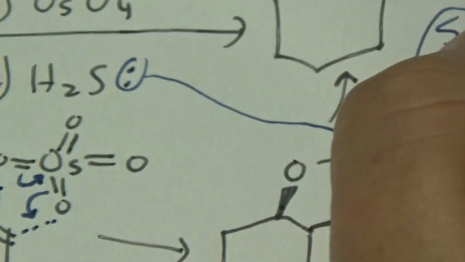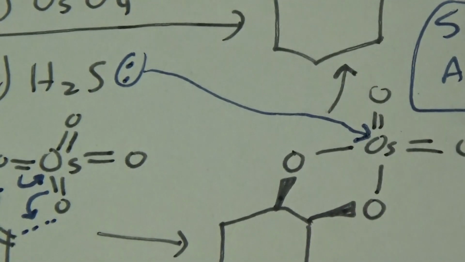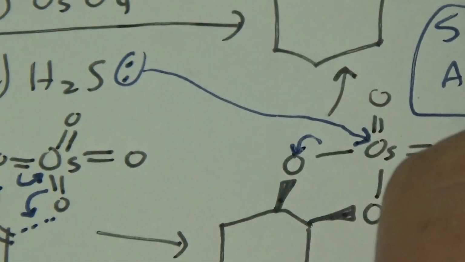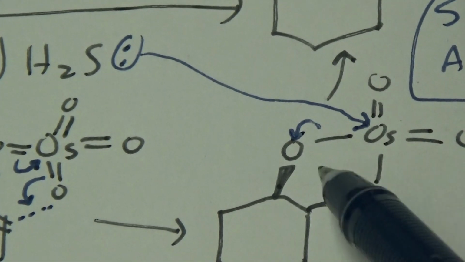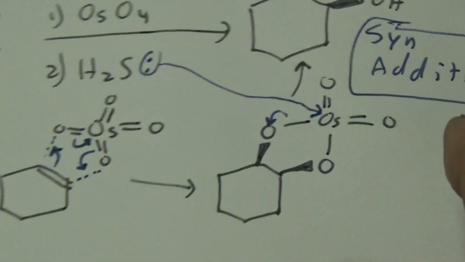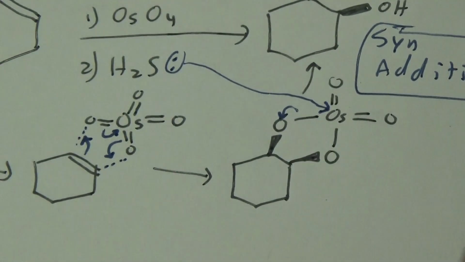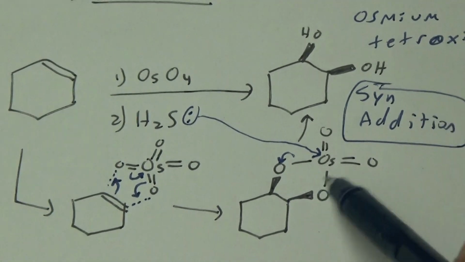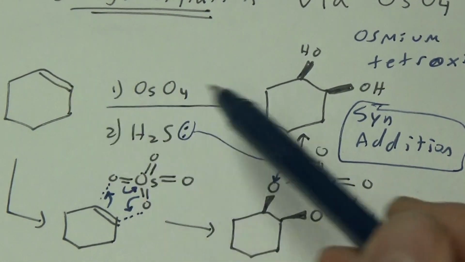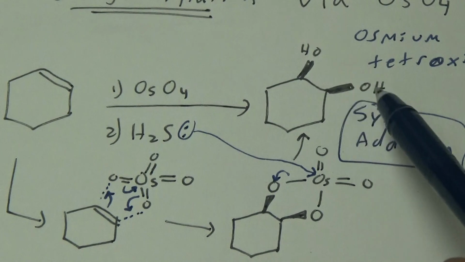So what do you think it's going to do? It's going to attack it, and it just kind of breaks these off. So it's probably a multi-step process where it attacks, kicks one off, maybe attacks again, kicks the other off, and then the oxygens get their protons from water or something. In that result, you go from the alkene to two hydroxys.